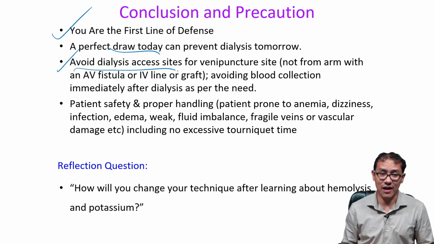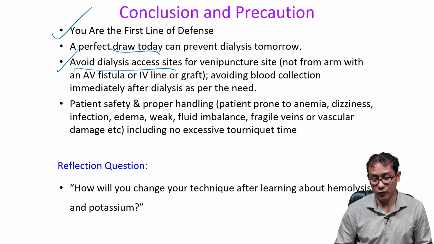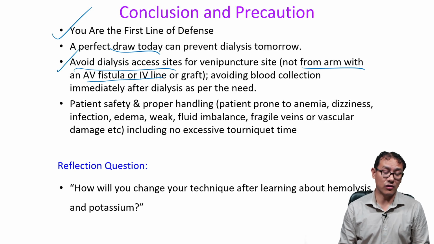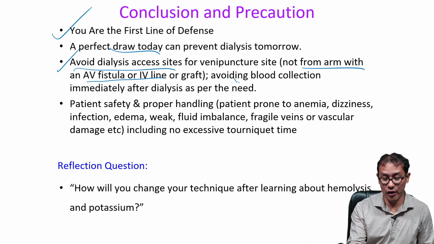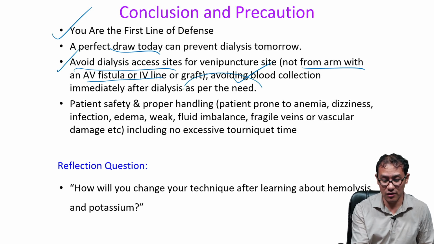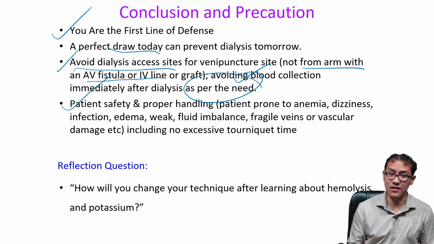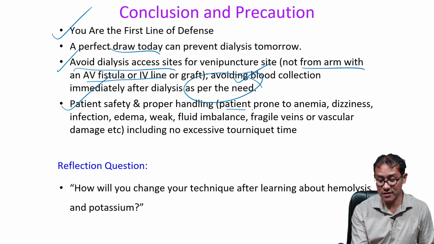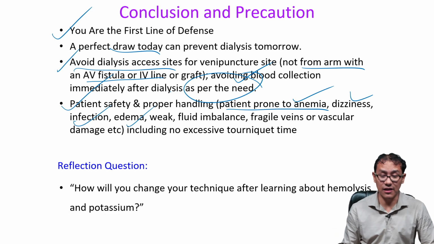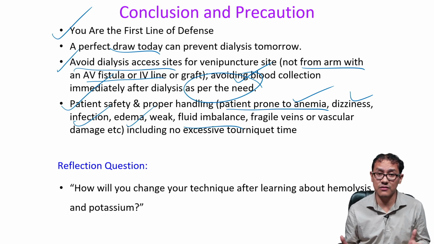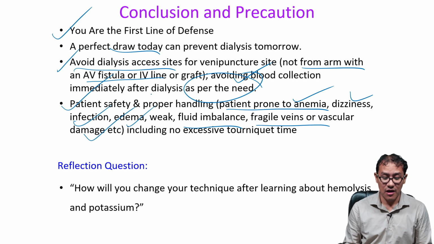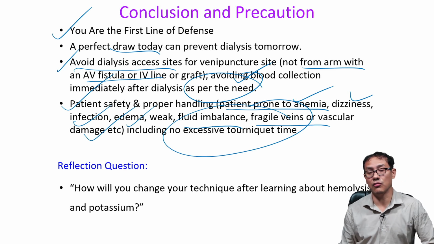Avoid the dialysis site for drawing blood. I have already stressed: no drawing from the arm which has an AV fistula, IV line or graft used for dialysis. Avoid blood collection immediately after dialysis if not indicated, because it will change the chemistry. Patient safety is very important. Proper handling is important because the patients are prone to anemia, dizziness and infection. They have edema and are very weak. There is a fluid imbalance because of the renal problem. The veins are fragile, vascular damage can happen, and there should be no excessive tourniquet time.